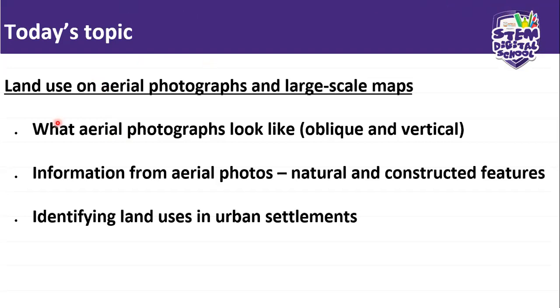Okay, so we're going to look at what aerial photographs look like, the oblique and vertical, and then we're going to look at the information from aerial photographs, which information is presented on these photos. That is the natural and constructed features. And then identifying land uses in urban settlements. Okay, so let's get into the lesson.